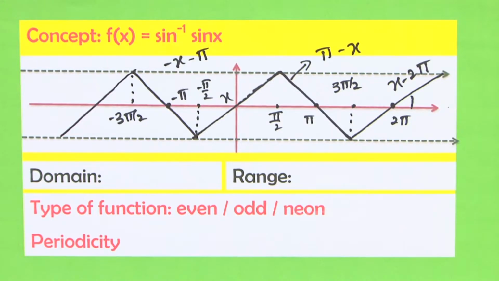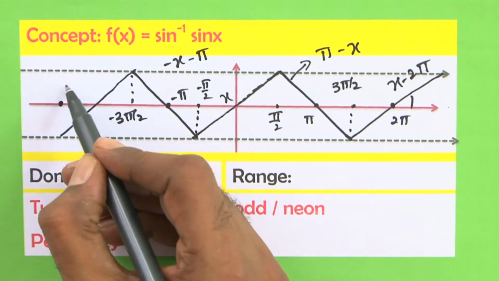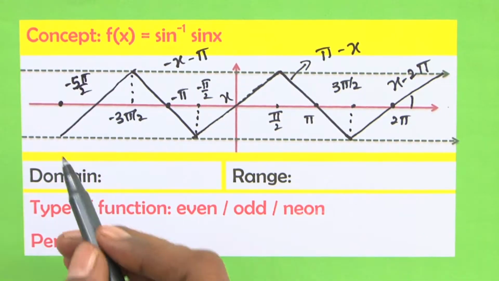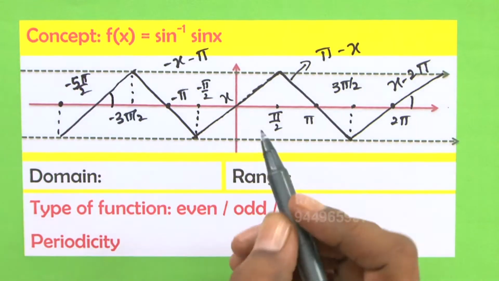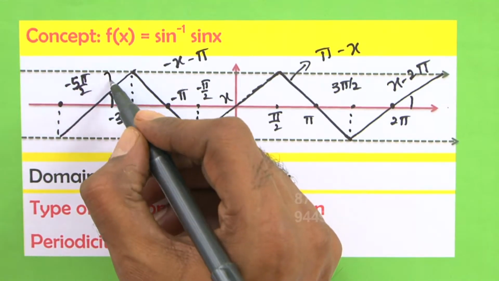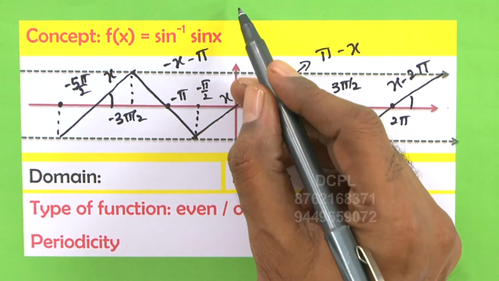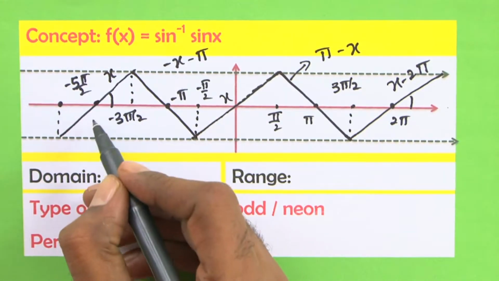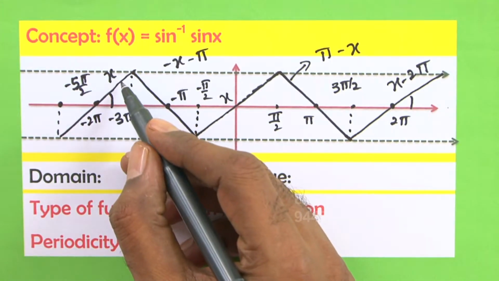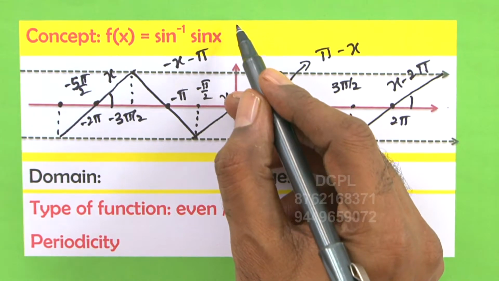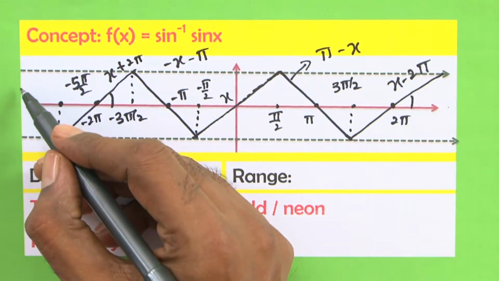Let me draw one more line. That is, this is minus 3 pi by 2, and this point should be minus 5 pi by 2. Between minus 5 pi by 2 to minus 3 pi by 2, the slope of this line is clearly 1. Therefore, it should be of the form x and the line meets y-axis at a point above x-axis, whereas this point is minus 2 pi. Is that correct? So the point where this line meets y-axis should be plus 2 pi. Therefore, this is x plus 2 pi. So, and of course, the graph continues like this.